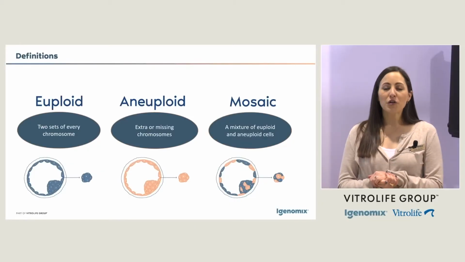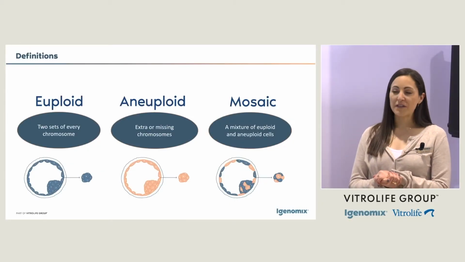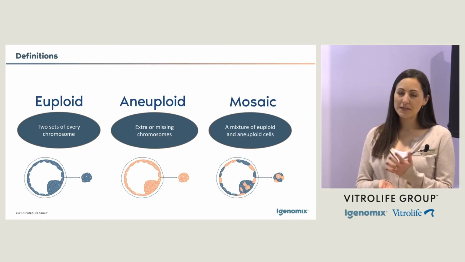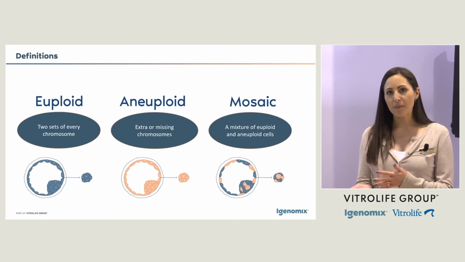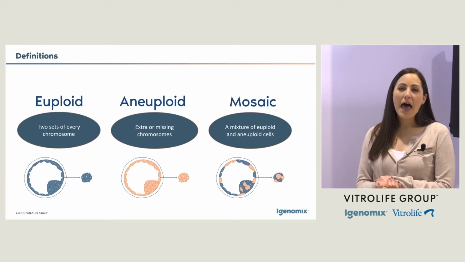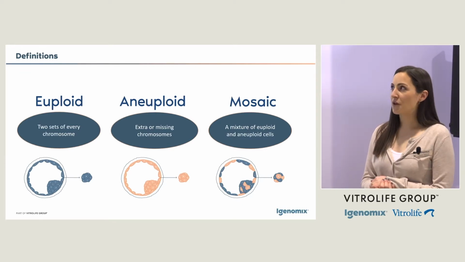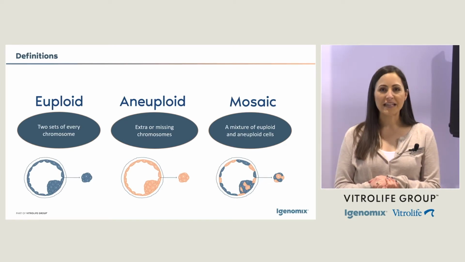So to dive right in, I want to start with just reviewing some basic definitions that are likely very familiar to you, starting with euploid. Euploid embryos are embryos where the cells have two sets of every chromosome. Aneuploid embryos are embryos where the cells have an extra or missing copy of a chromosome or multiple chromosomes. And then a mosaic embryo is an embryo that has more than one chromosomally distinct cell line.